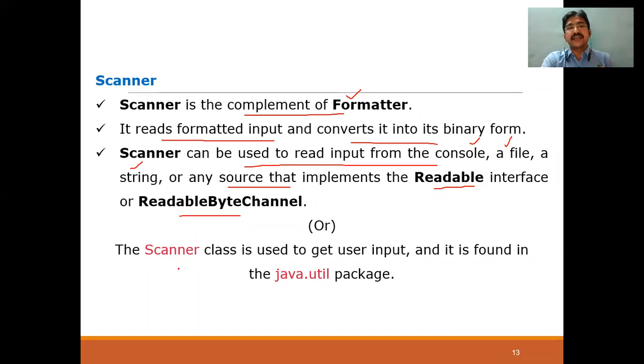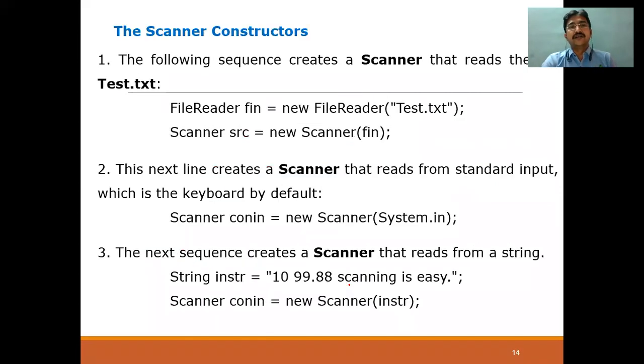Simply, we can say the Scanner class is used to read the input from the user, or to get the user input, and it is found in the java.util package. StringTokenizer is also available in java.util, and Scanner is also available in the package java.util. Let me talk about the Scanner constructors.